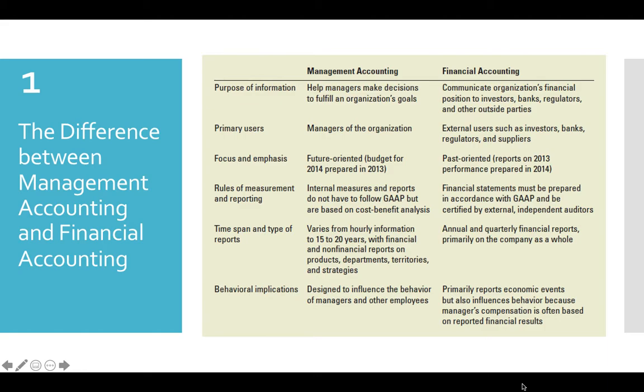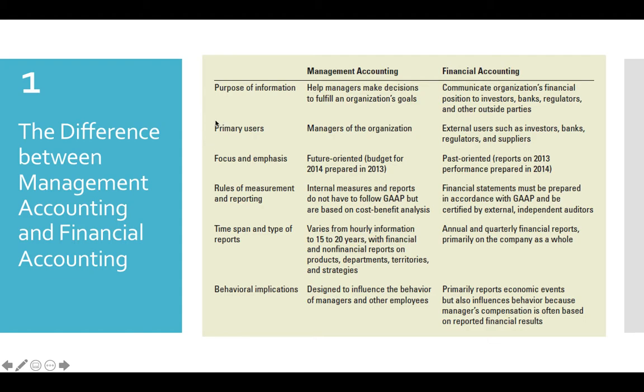So, for the first topic, what are the differences between management accounting and financial accounting? Before that, we first have to know that cost accounting is part of management accounting. And the main difference between management accounting and financial accounting is the purpose of the information. For management accounting, the purpose is mainly to help managers make decisions to fulfill an organization's goals. Meanwhile, for financial accounting, the main objective is to communicate the organization's financial position to the external parties.